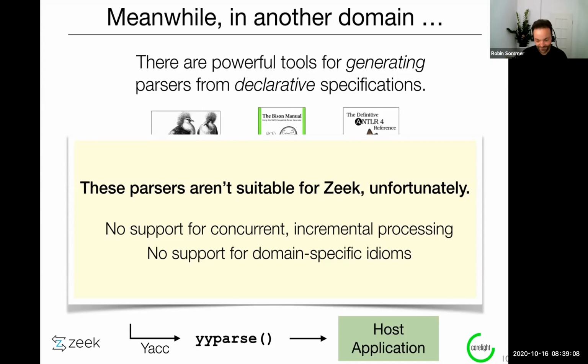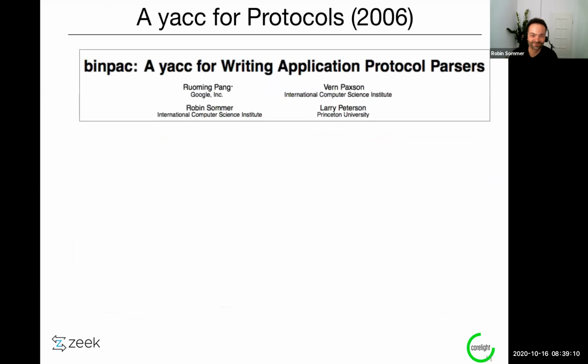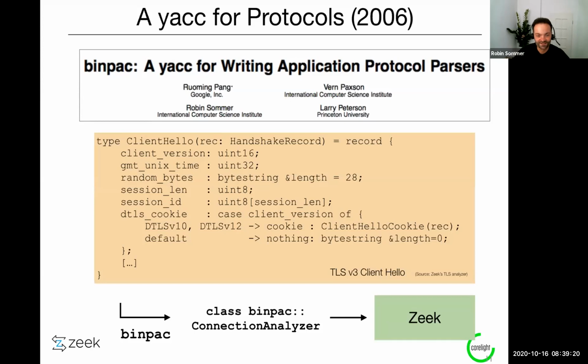So we liked the idea. We didn't quite find what we needed, so we ended up writing something ourselves. And what came out in 2006 was a yacc for protocols called BinPAC, and it's essentially exactly that. It's a language similar to yacc, declarative, where you just describe a protocol in terms of fields and types, and then have a parser generated for you. This example is actually taken out of the source code. It shows a TLS client hello message, and you can pretty directly see what's going on here.